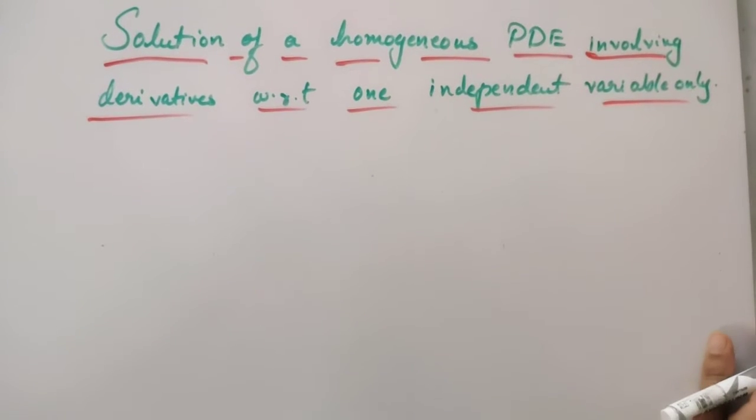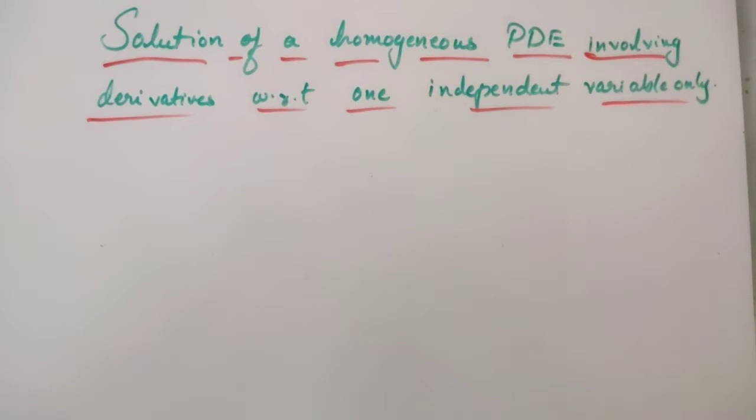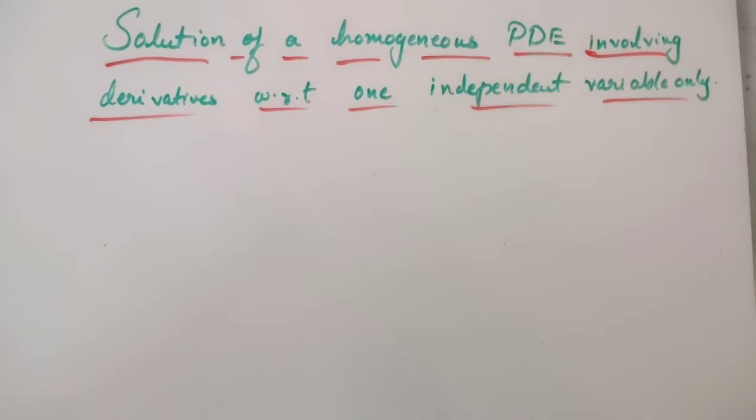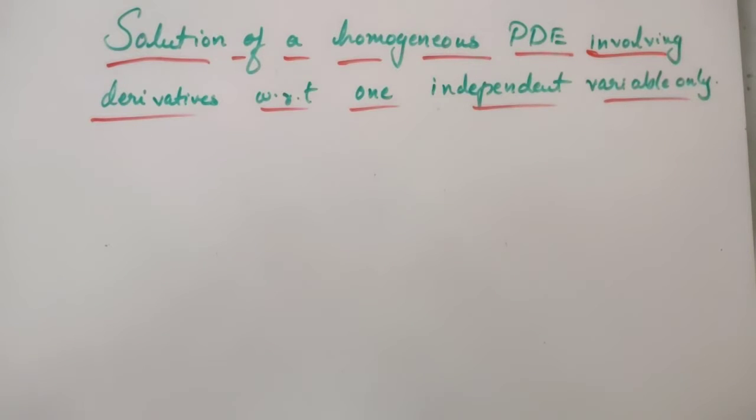So let's continue with a new topic, that is solution of homogeneous partial differential equations involving the derivatives with respect to one independent variable only. Okay, so what do you mean by this? First of all, we are considering a homogeneous PDE, means no mixed partial derivatives will appear. Second thing, the equation will involve the partial derivatives with respect to only one variable.